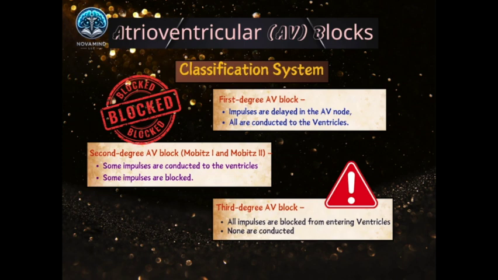In a first-degree AV block, impulses are delayed in the AV node, but all are conducted into the ventricles. Second-degree AV block, Mobitz I and Mobitz II. Some impulses are conducted to the ventricles and some are blocked. In third-degree AV block, all impulses are blocked and none are conducted to the ventricles.